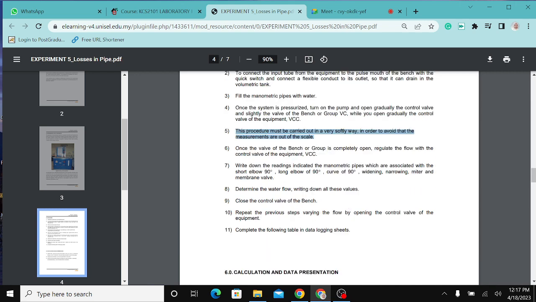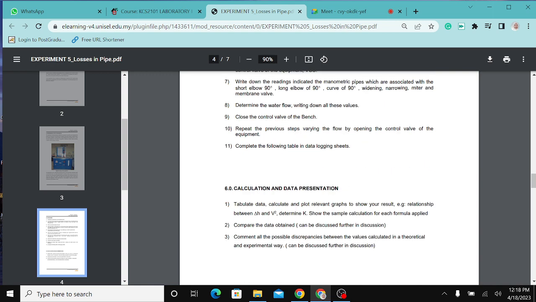Okay, next, regulate the flow with the control valve of the equipment, when the valve of the bench or group is completely open. Next, record the readings. Based on your several different situations, check the water flow, record all important numbers, and then close the control valve of the bench. Repeat the steps, varying the flow by opening the control valve of the equipment, and make sure all data that you're supposed to show in data collections or raw data are recorded in data logging sheets.